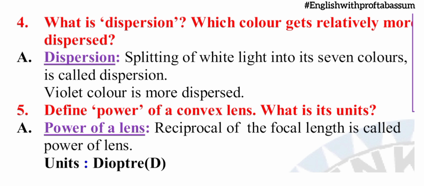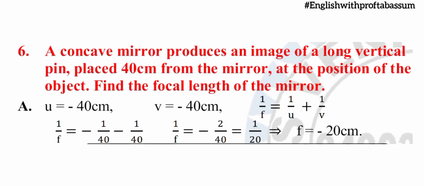What is its unit? A concave mirror produces an image of a long vertical pin placed 40 cm from the mirror at the position of the object. Find the focal length of the mirror. So these were the most important, very short questions from chapter 2.